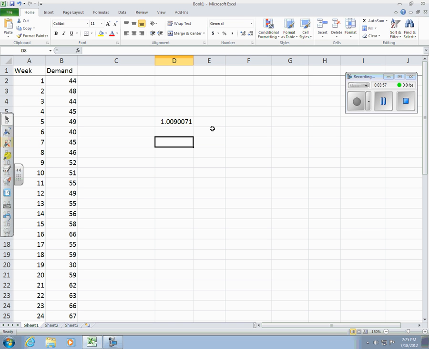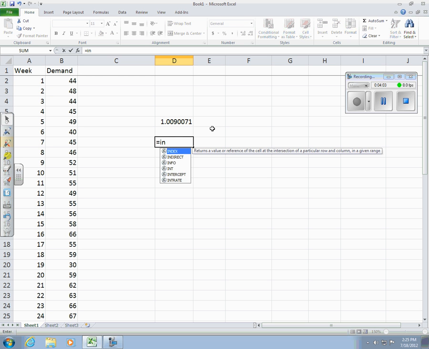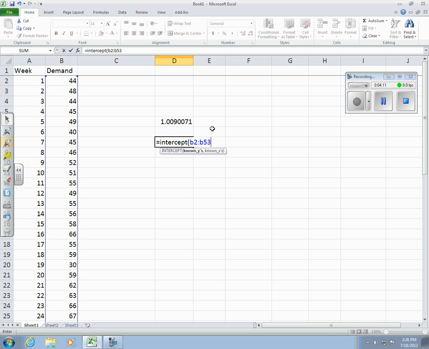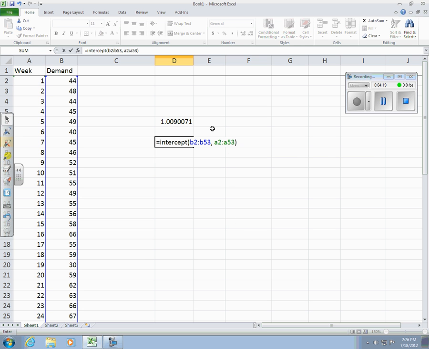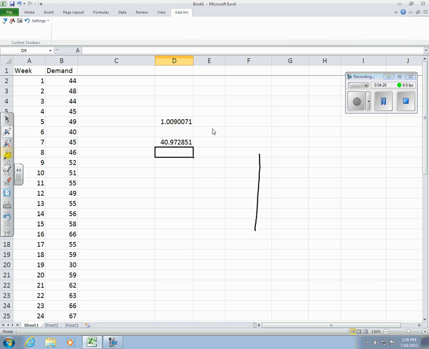Coincidentally, the other thing we need is the y-intercept, and for that Excel has a formula, intercept, as you might guess, and it's the same thing. The known y's, which are B2 colon B53, and the known x's, which are A2 colon A53. Okay, and now we have the intercept and we have the slope. And what that's telling us is, right here is the y-intercept. It's saying that the line intersects the y-axis at about 40.